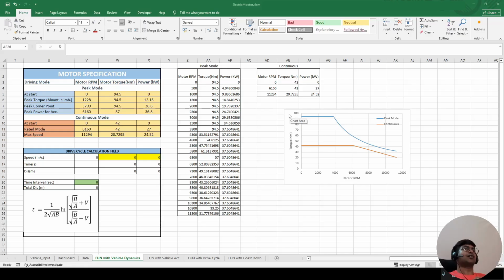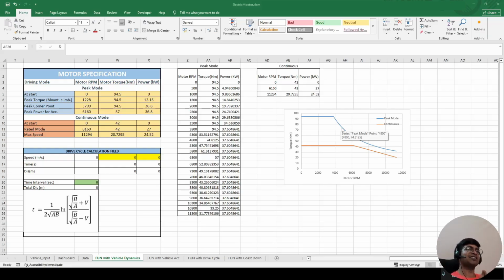So that's what you heard as the term peak mode, in which the motor can only deliver for a fraction of the time. So that is what you see here. All these torque and RPM pairs, you can only operate for a fraction of the time, and if you operate more than that, the temperature of the motor is going to increase, and finally the motor will not work after that. So that is the meaning of the peak mode.